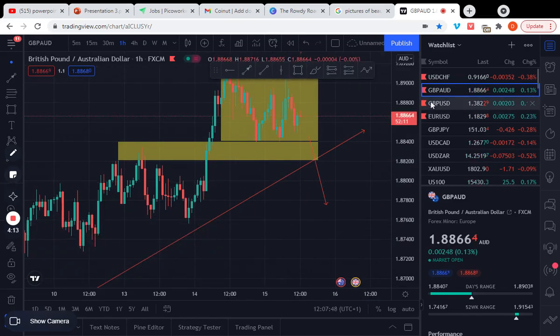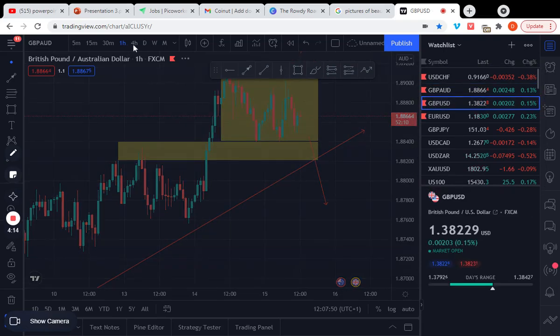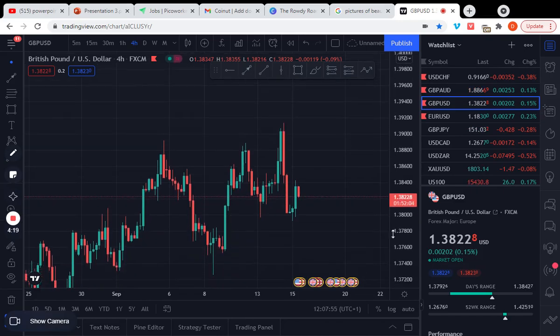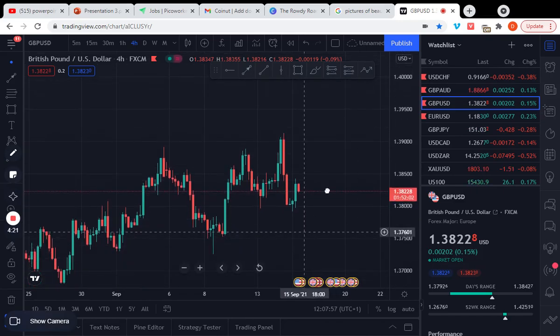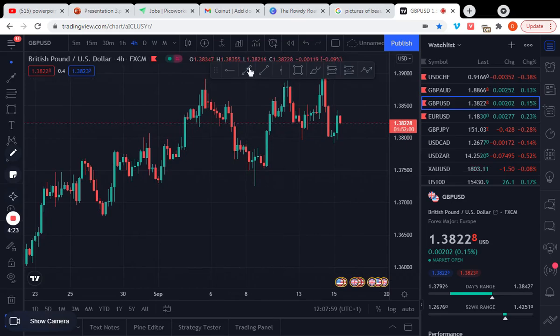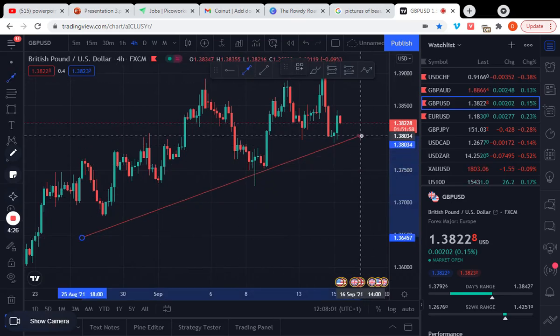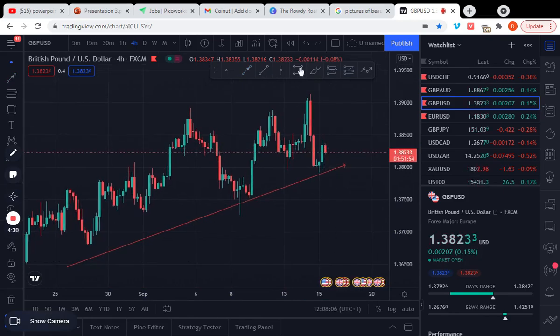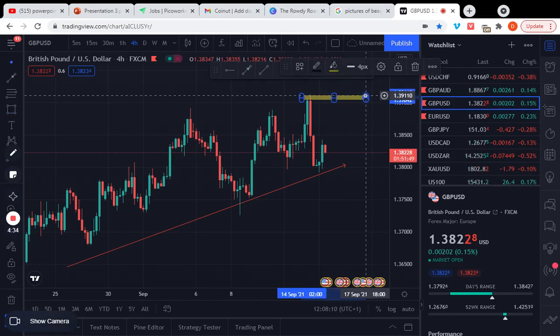Then for GBPUSD, GBPUSD on the 4 hour time frame, same case with this. We are having this as a push to the upside, of which it gave us this high. Now with this pair we have a different scenario here.